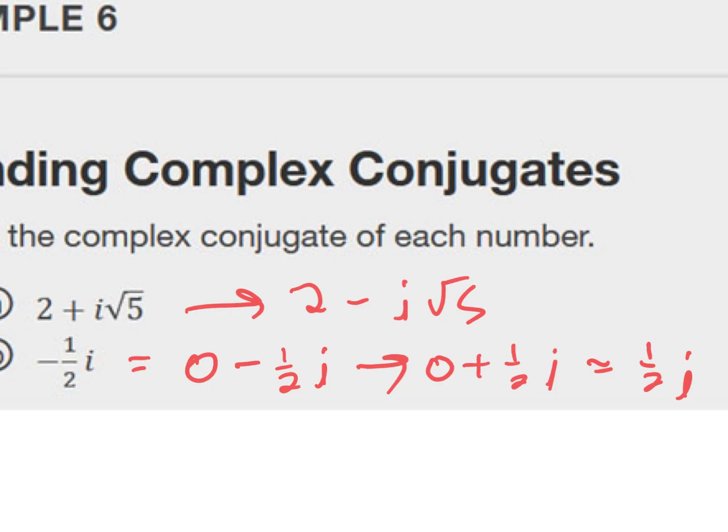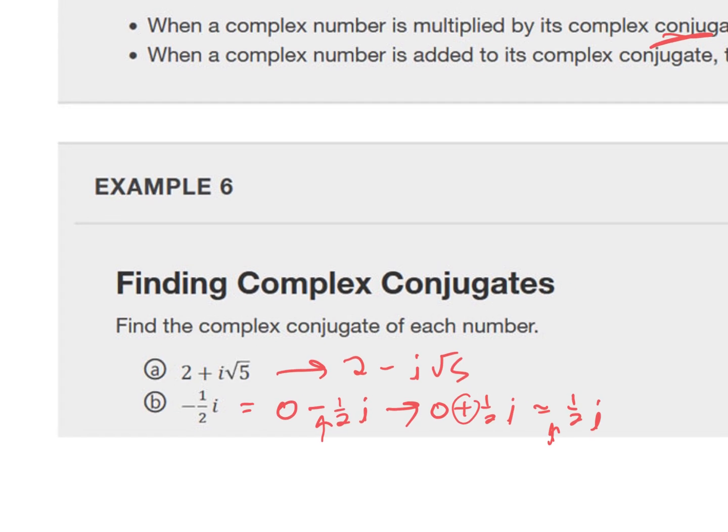Because I put the 0 on purpose so you would see that I did change that sign from negative to, I don't have a nothing there, so that means it's positive. That's complex. And why do I need to know that? I'm going to show you.